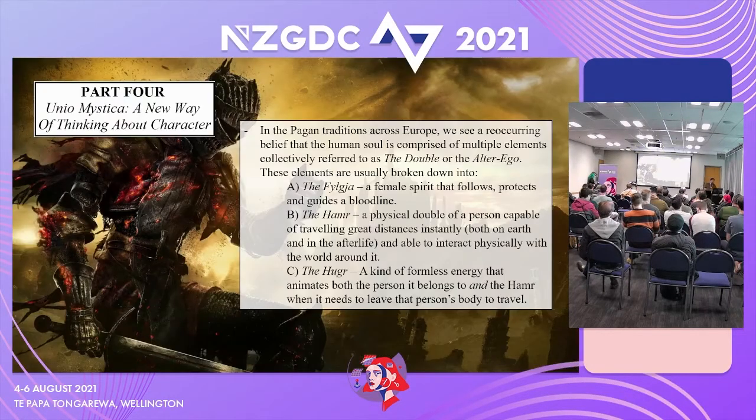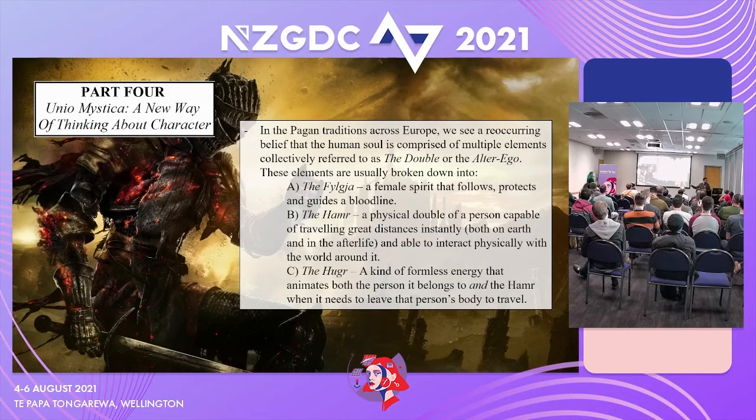So in pagan traditions across Europe, we see a reoccurring belief that the human soul is comprised of multiple elements, collectively referred to as the double or the alter ego. These elements are usually broken down into different pieces, and today we'll be looking at the Germanic tradition because that's really the only surviving one.